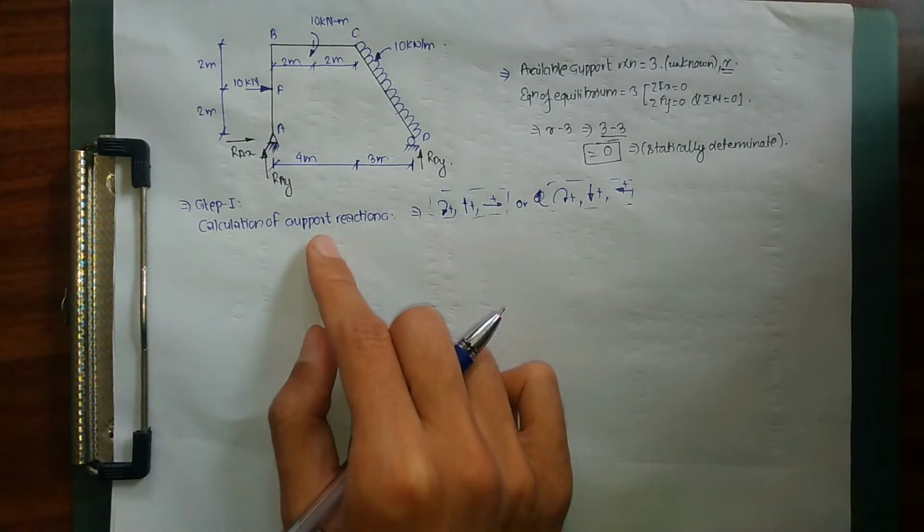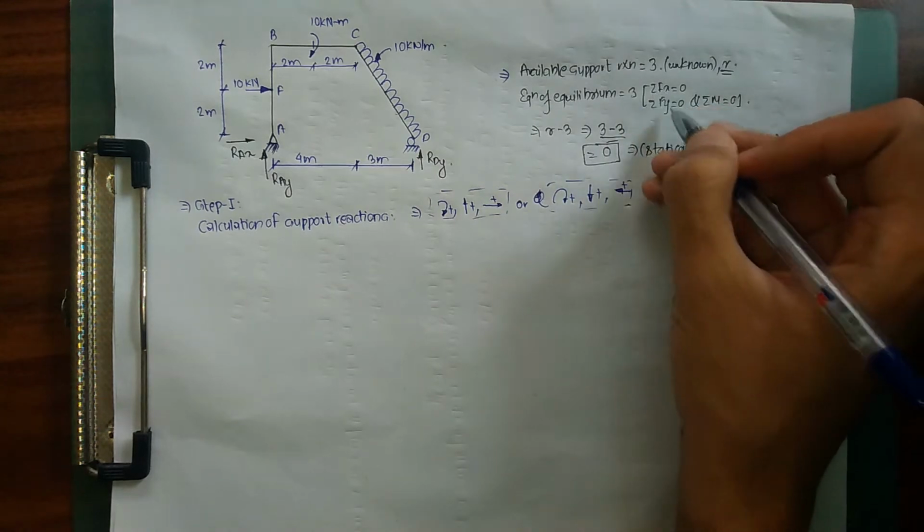So firstly, while calculating our support reactions, what I need to do is, we have three equations of equilibrium as I mentioned before.